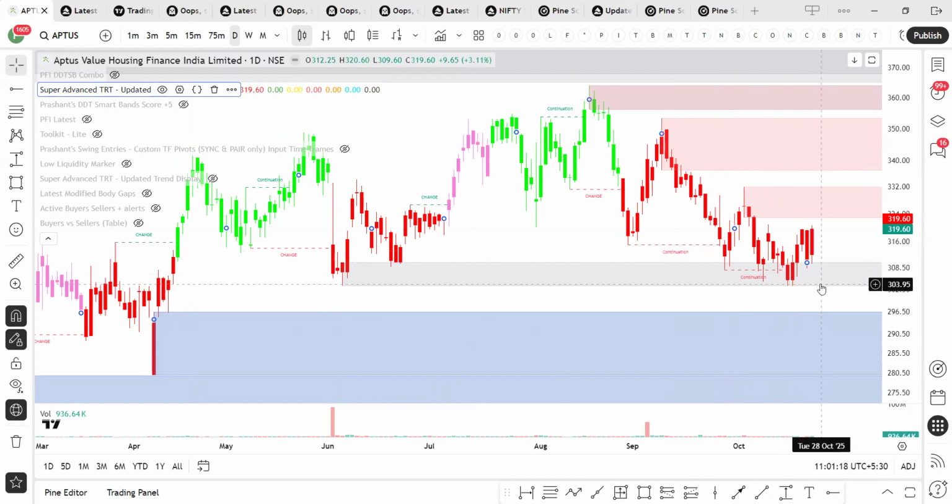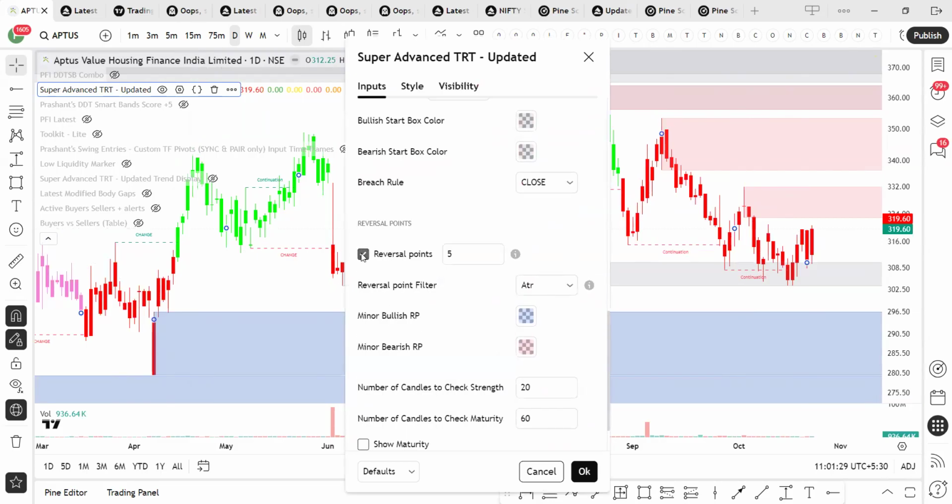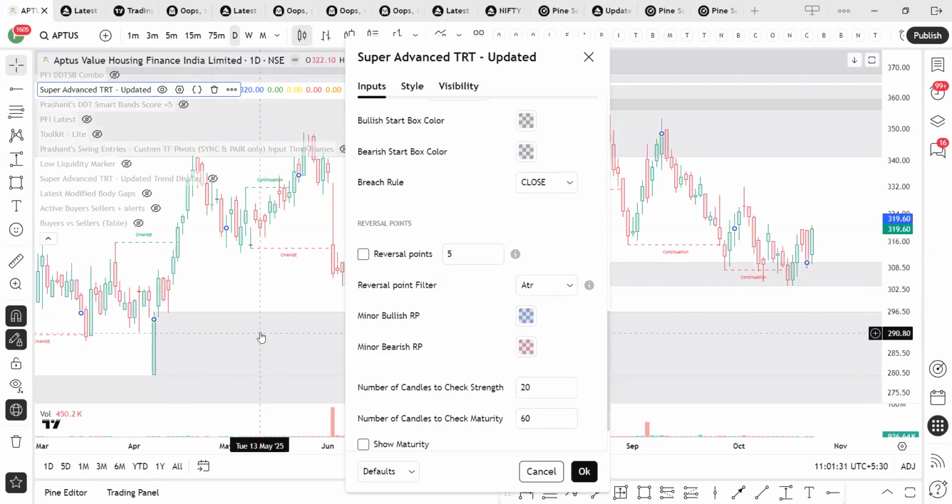Right now the color is red. It may fall down and come into this buying area. There is another start point for this. There are two zones here. One is the starting point, the other is the reversal point. If I hide the reversal, you will be able to see gray color here. This is a gray color.